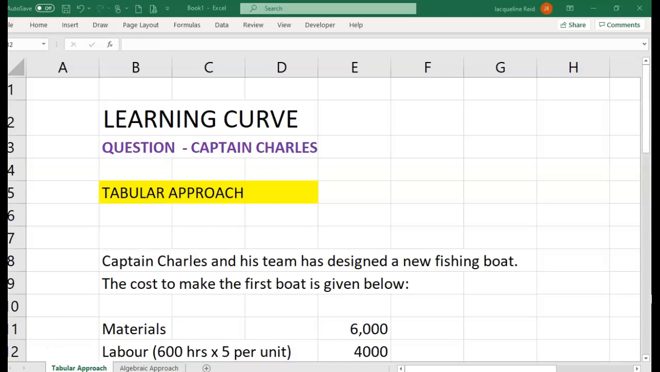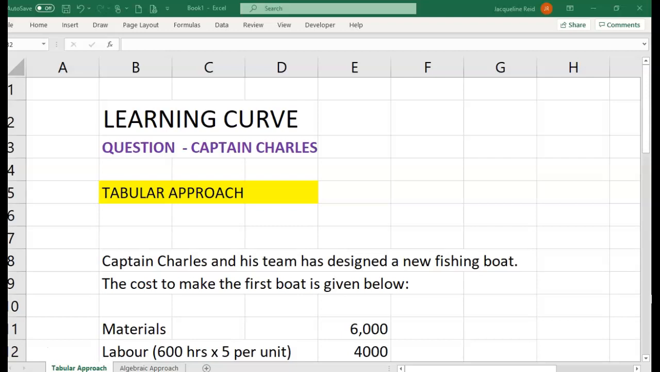Okay, ladies and gentlemen, welcome back to the lesson. Now, this is the first of the two videos that I told you I would be creating. One will be looking at the tabular approach in handling learning curve questions, and the second will be looking at the algebraic approach. Now, I have gone ahead and typed up the question that we are going to be using to illustrate the tabular approach.